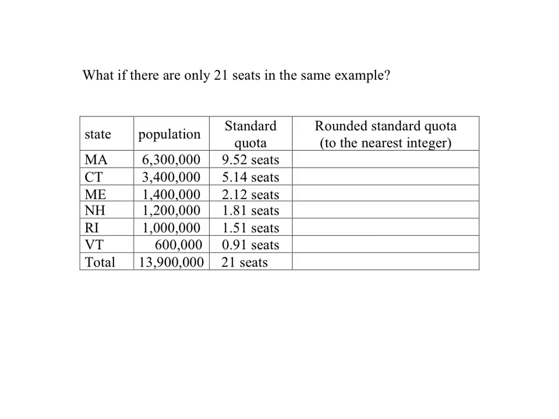If you believe me that these are the standard quotas, then how do these round to the nearest integer? Well, Massachusetts rounds up to 10, Connecticut down to 5, Maine down to 2, New Hampshire up to 2, Rhode Island up to 2, and Vermont up to 1. And when we sum these up, they add up to 22, and that is bad news, right? That is not the correct number of seats, and so we need to do something else.